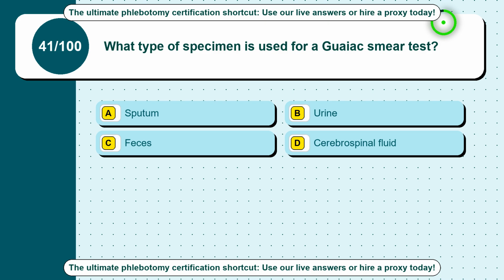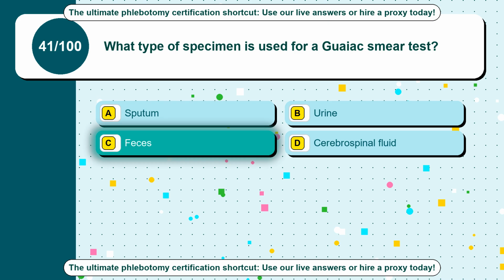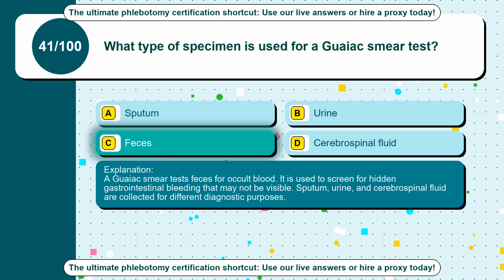Question 41. What type of specimen is used for a guaiac smear test? Option A, sputum. Option B, urine. Option C, feces. Option D, cerebrospinal fluid. The correct answer is option C, feces. A guaiac smear tests feces for occult blood. It is used to screen for hidden gastrointestinal bleeding that may not be visible. Sputum, urine, and cerebrospinal fluid are collected for different diagnostic purposes.